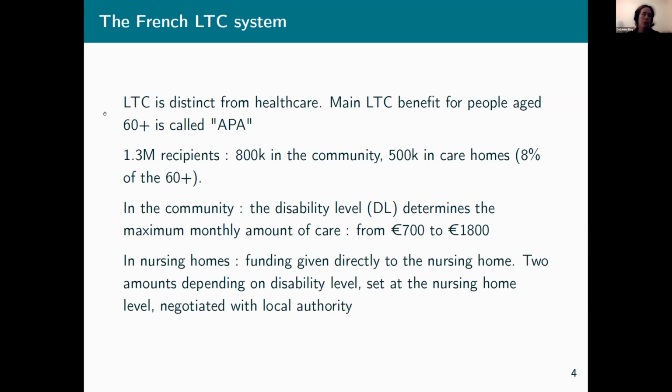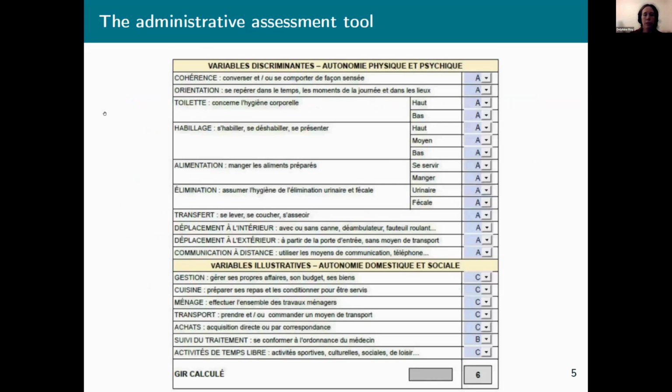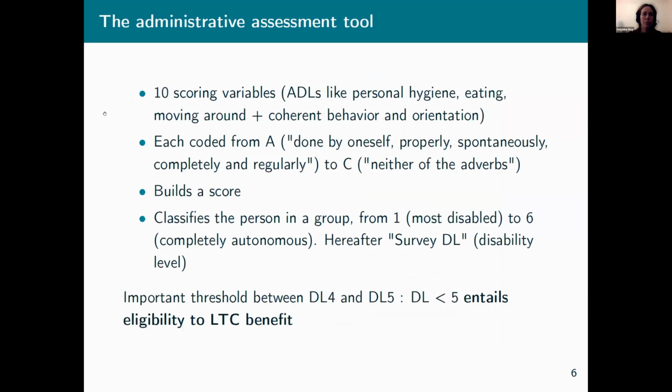Long-term care is distinct from healthcare, and as I said, once you have eligibility for long-term care, you can either get benefits at home or in a nursing home. But when you're in a nursing home, the funding goes directly to the nursing home, and you can just have 2 amounts, whereas it's more gradual at home. But the idea is that the evaluation grid looks like this. You have several ADLs, and you're rated A, B, or C, and your eligibility depends on the number of A, B, and C that you have.